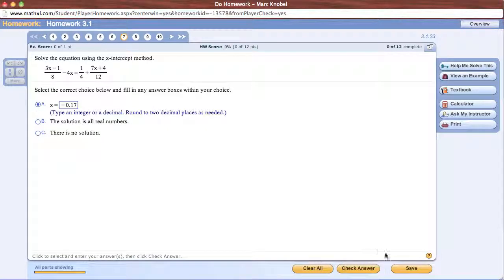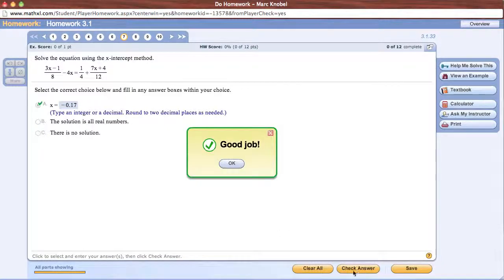So let's go ahead and check our answer, make sure we got the right answer, and if we did, then we're set. So let's see what we get. Okay, so it says, good job. I've got the right answer, and now I'm done. So that's it. That's the x-intercept method for solving an equation.